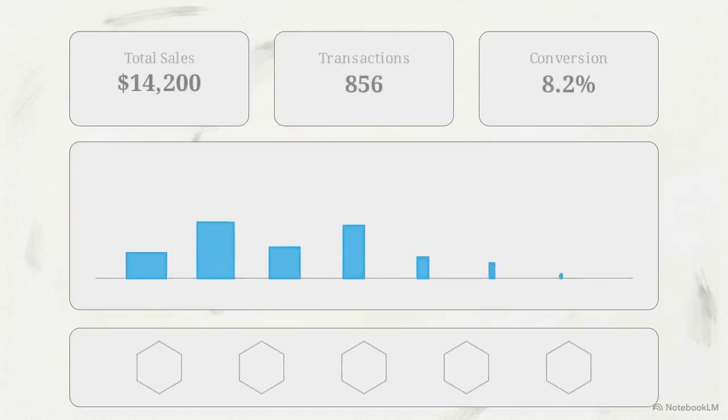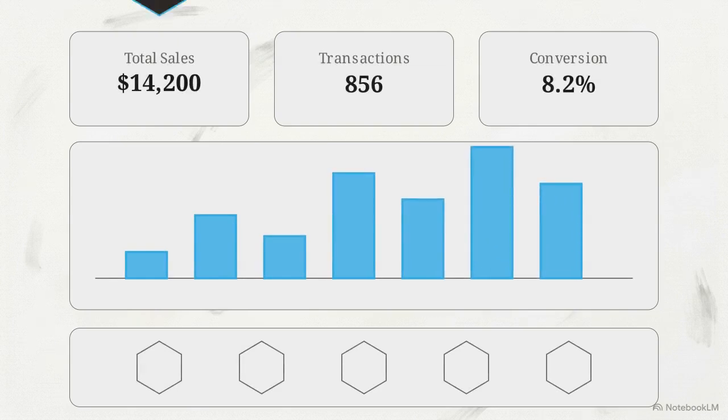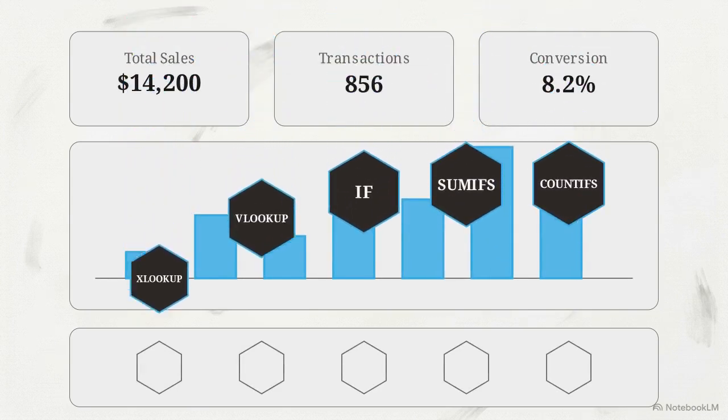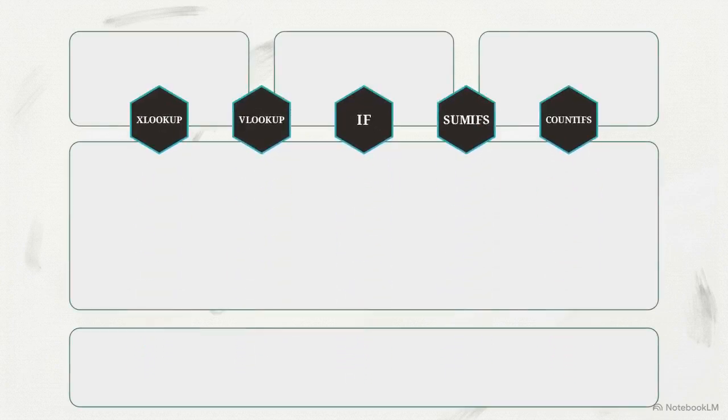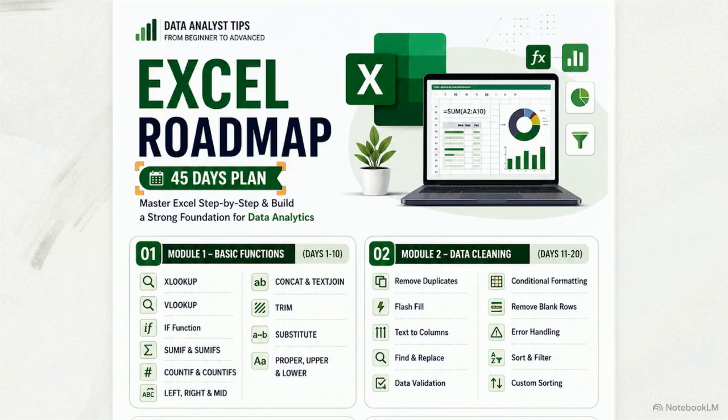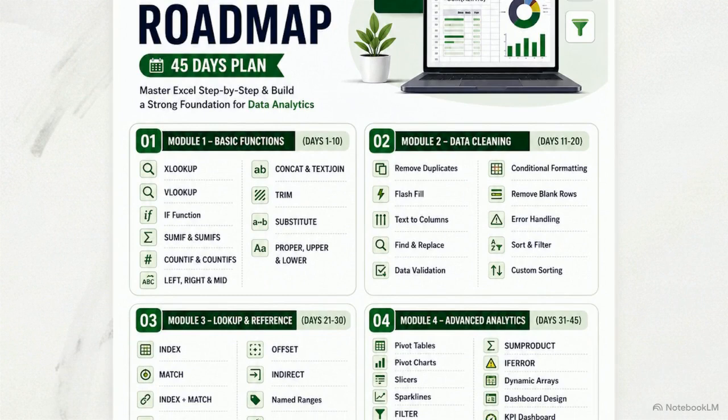In the next few minutes, we will build a fully automated, responsive dashboard from scratch. We are going to do it by mastering just 5 core functions that do the heavy lifting for you. This 45-day roadmap outlines the entire journey, from beginner to advanced data analytics. You can use almost any version of Excel to follow along, but for today's specific build, you need Microsoft 365 to use our first critical function, XLOOKUP.